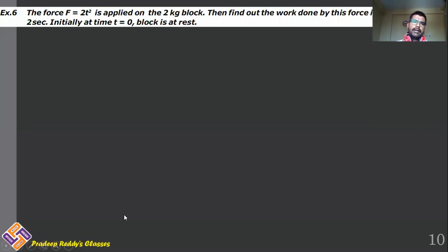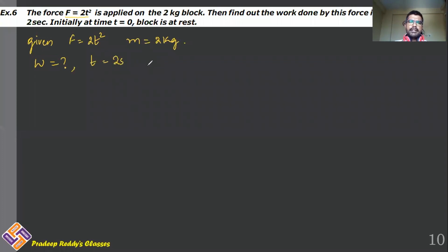Here also we have got a variable force. In this problem, we have a variable force F is equal to 2t square, which is variable with respect to time, applied on a 2 kg block. Mass of the block is given as 2 kg. Find out the work done by this force in 2 seconds. So you should calculate work done in time t is equal to 2 seconds.